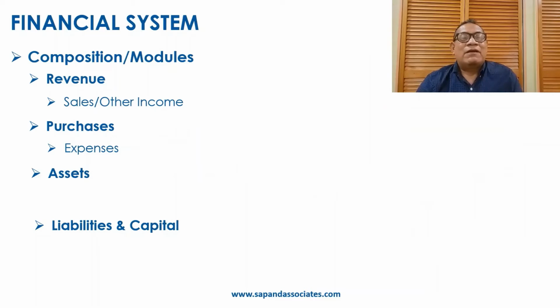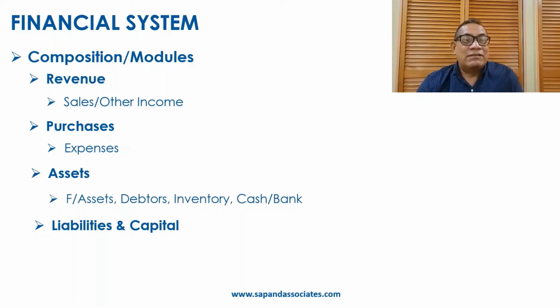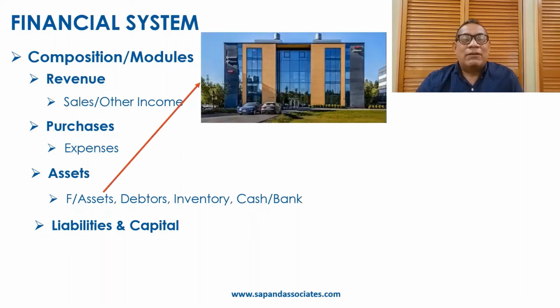In the case of assets, assets will cover your fixed and movable assets, your debtors, your inventory, your cash, and bank. Cash and bank more or less the same. And for fixed assets, look at the diagram there, will show fixed and movable assets. You have buildings and examples, buildings and motor vehicles. Debtors and creditors we'll deal with shortly.